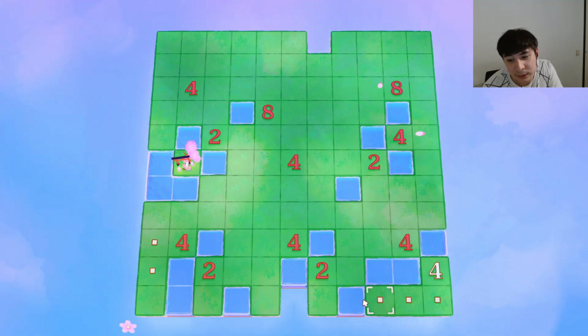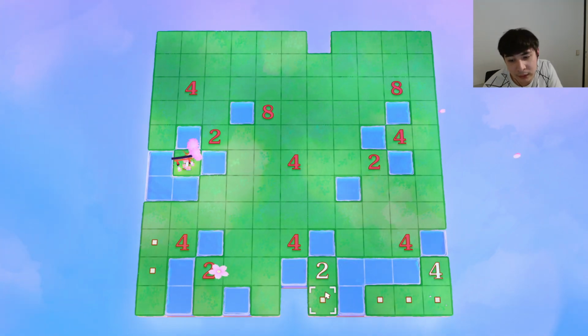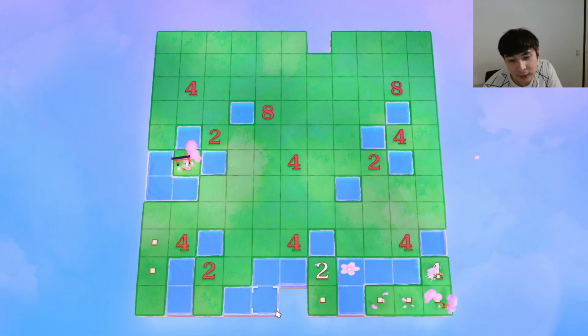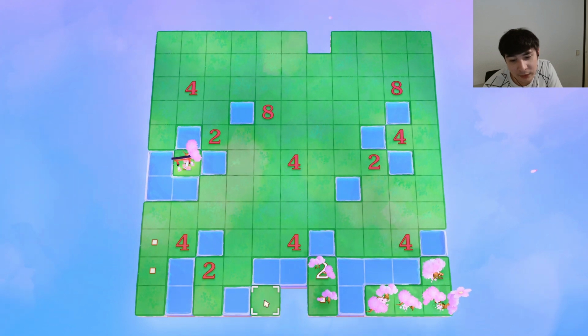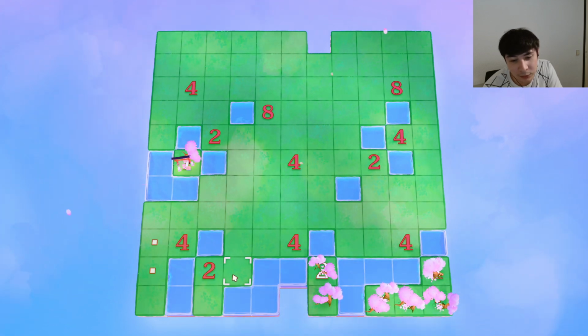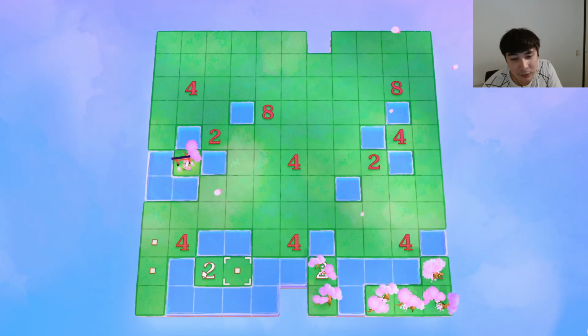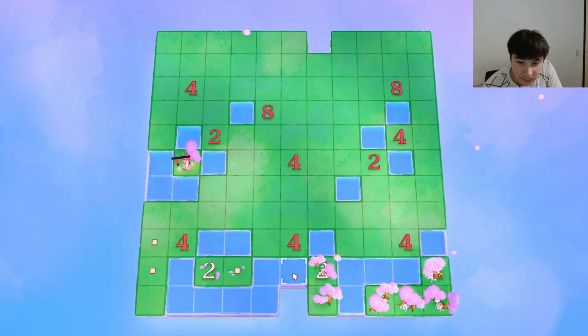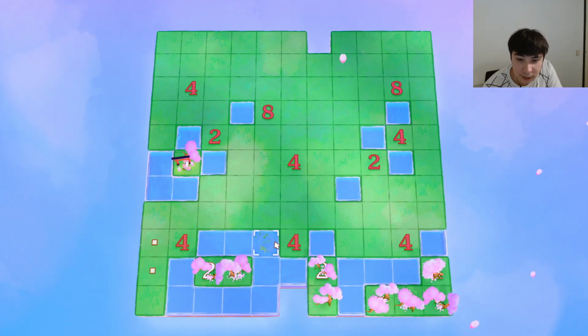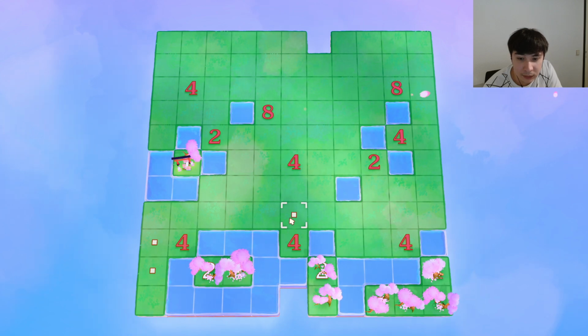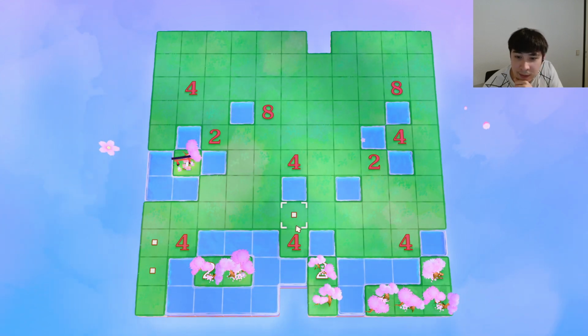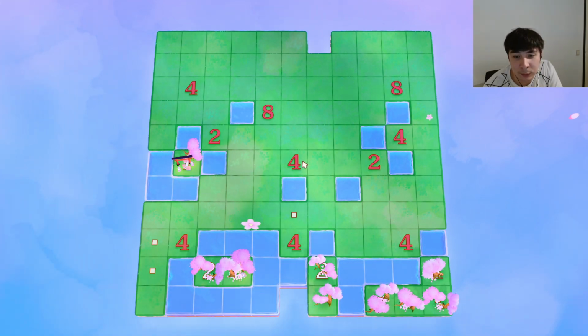This 4 loops around like so. This bit of water has to connect to the rest, which gives us the 2 orientation. And this bit of water goes out. This is in a corner. So the 2 goes like so. This bit of water here needs to connect to the rest. It goes up. Now this 4 hits the 4 in the center.